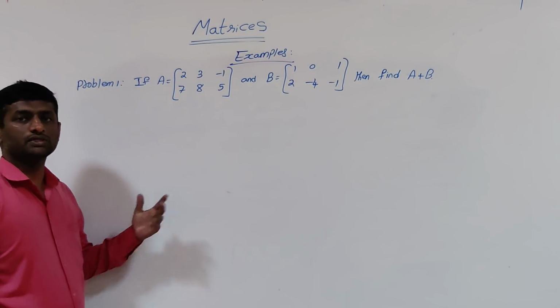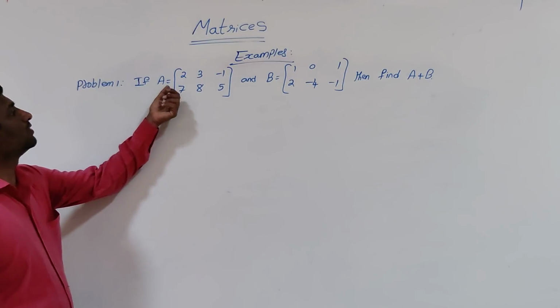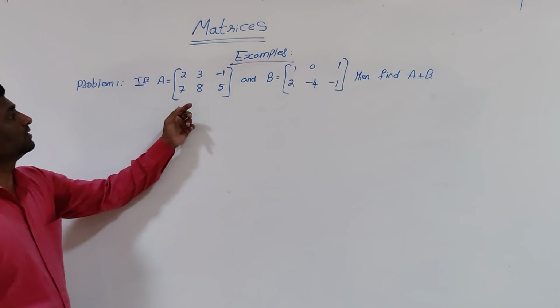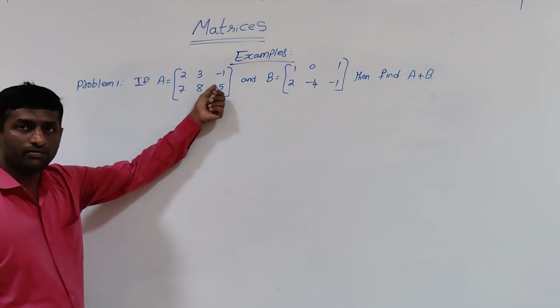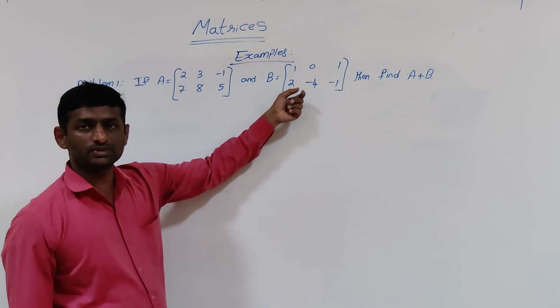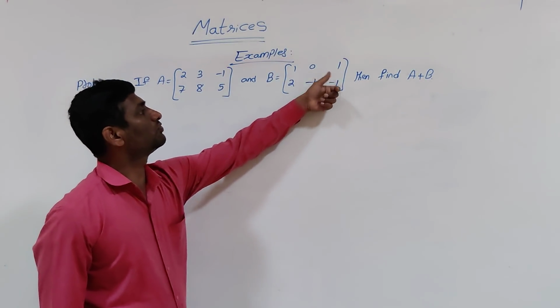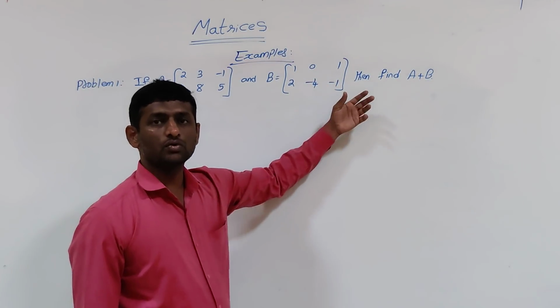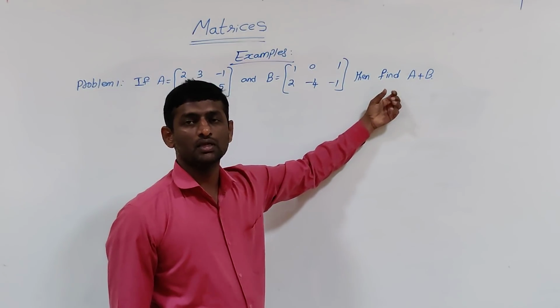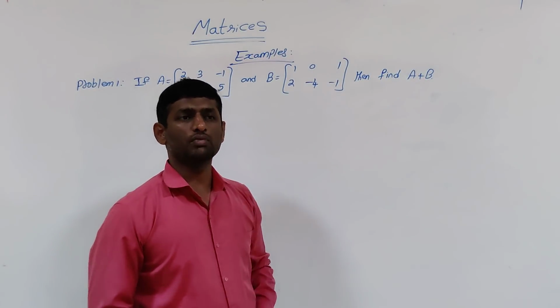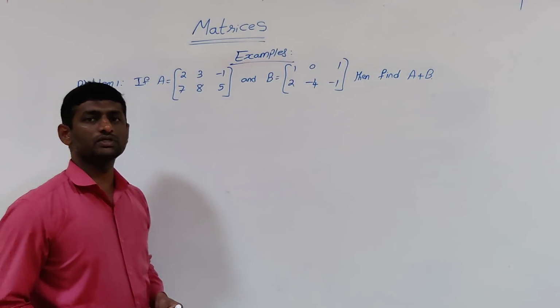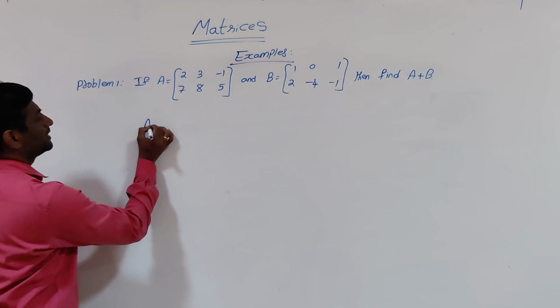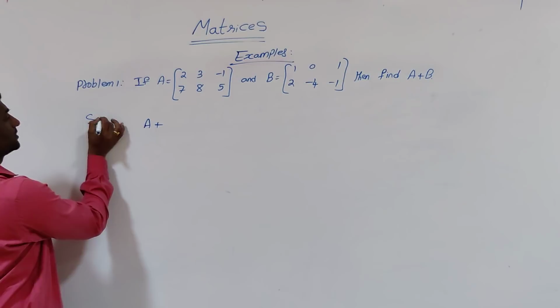The question is: if A is a 2 by 3 matrix, [2, 3, minus 1; 7, 8, 5], and B is another matrix of the same size 2 by 3, [1, 0, 1; 2, minus 4, minus 1], then what is A plus B? It is the sum of two matrices, as per the definition of the sum of two matrices. Now we will see the solution.